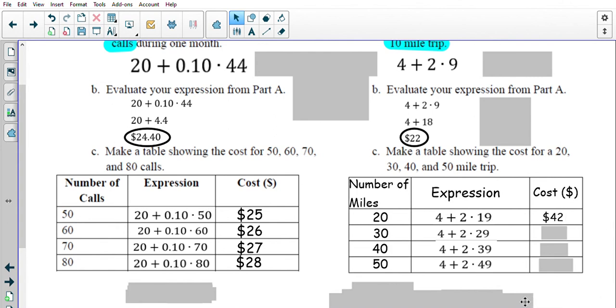And you'll notice a pattern here as well, since we have our pattern in our number of miles. 2 times 29 is 58. 58 plus 4 is 62. 2 times 39 is 78. 78 plus 4 is 82.